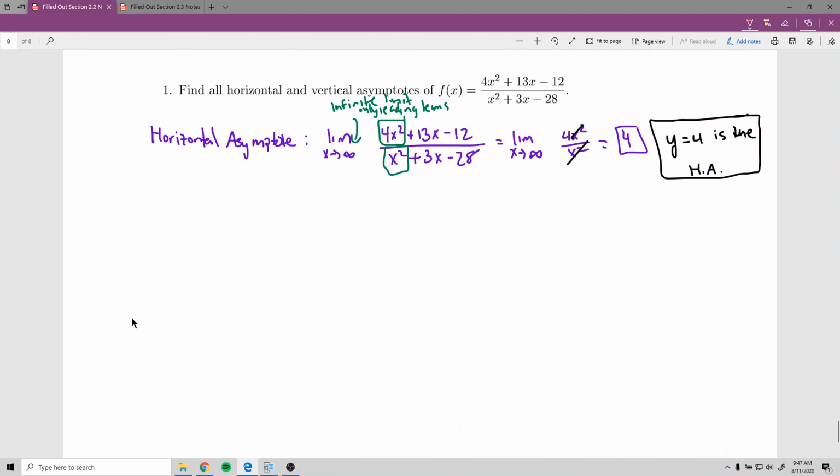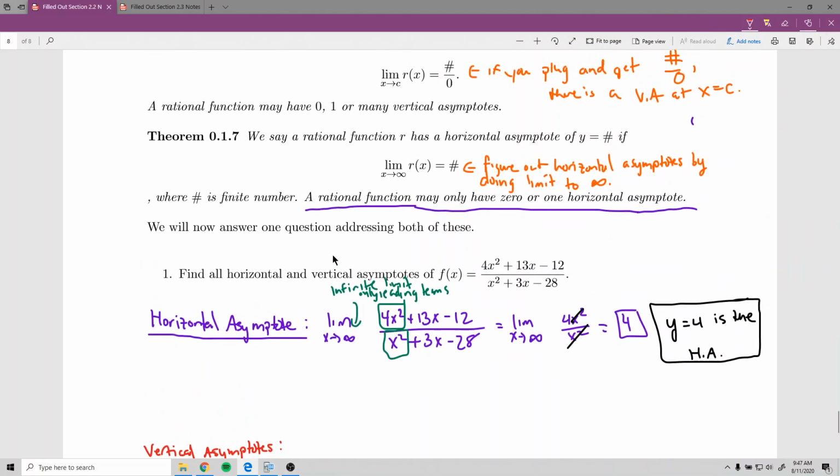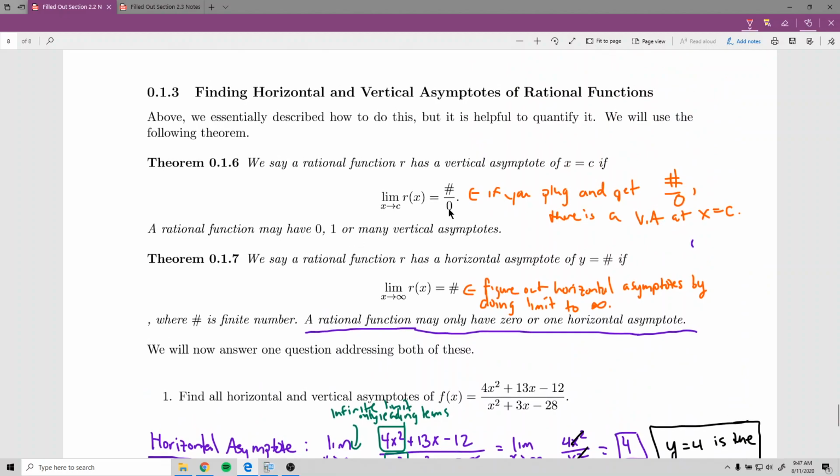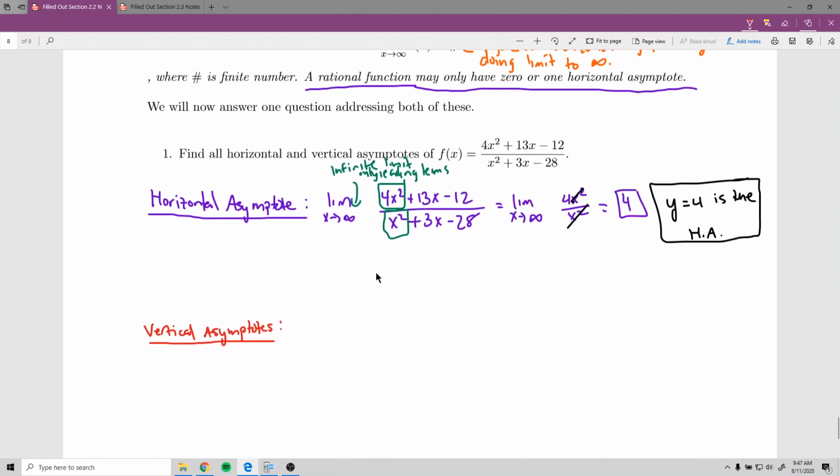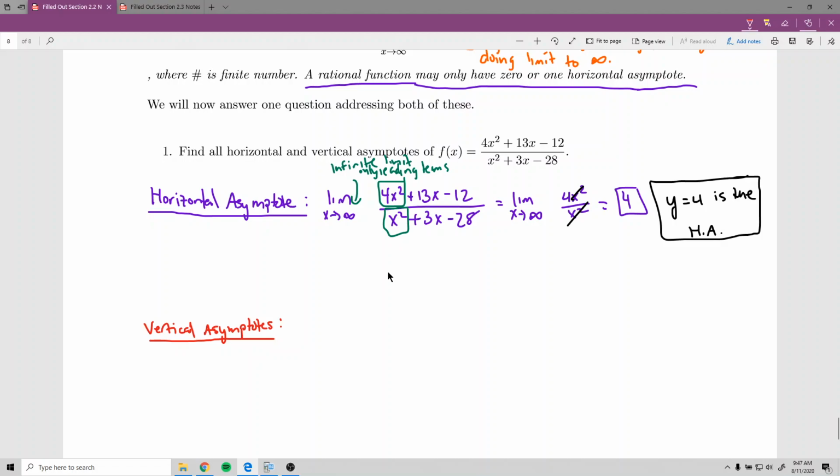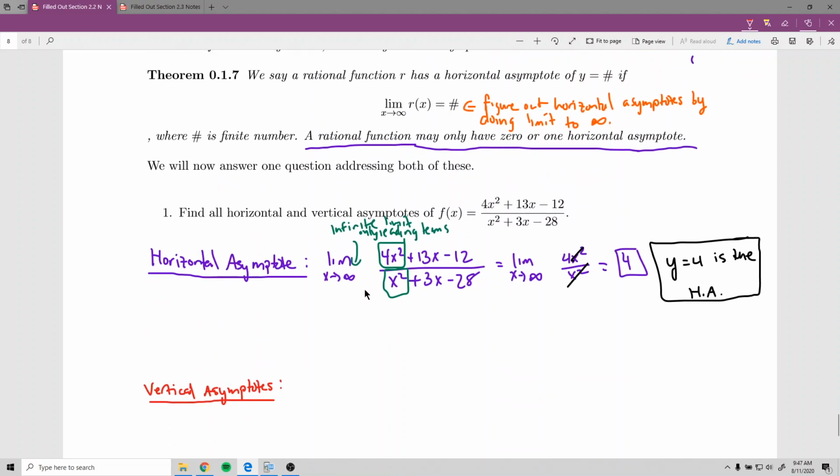All right, so the vertical asymptotes are kind of different. They're definitely different than doing the horizontal asymptotes, because the vertical asymptotes appear where the denominator is 0 and the numerator is not. You can actually completely avoid doing limits here, but that's not a good idea. You know, that's what we've been doing.